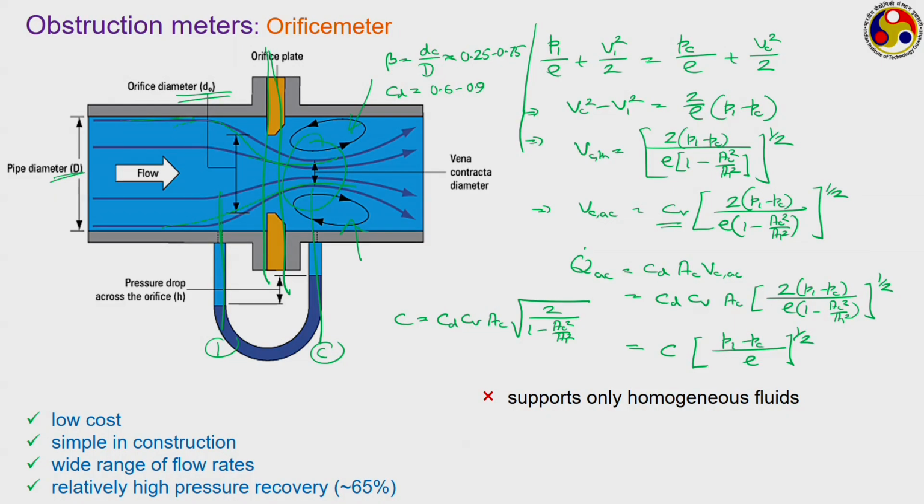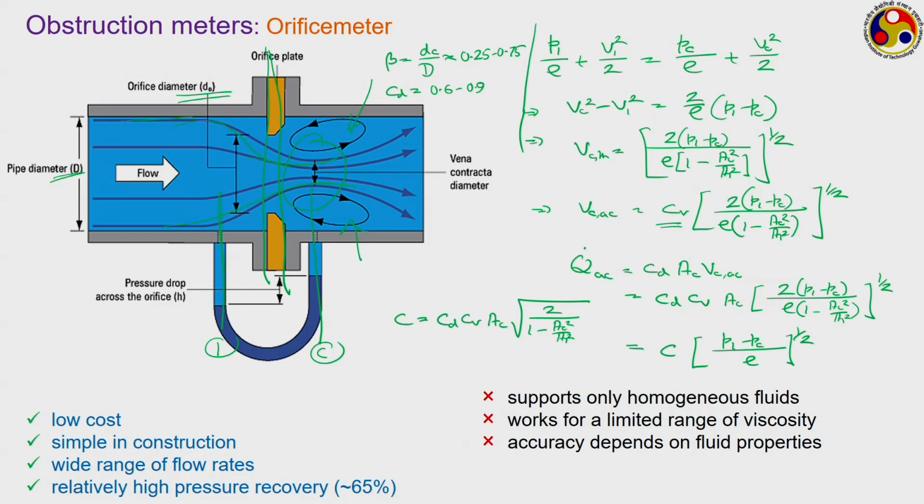However, because of its simplicity, it has advantages and it also has disadvantages. Like it can support only homogeneous fluid. If the fluid is having some kind of particulate suspension or fluid density is varying, then this one fails quite miserably. It works only for a limited range of viscosity. Accuracy is strongly dependent on the fluid properties like density, viscosity, etc. Only horizontal orientation is possible. We can't use the orifice meter in inclined or vertical position, and also it is prone to clogging.